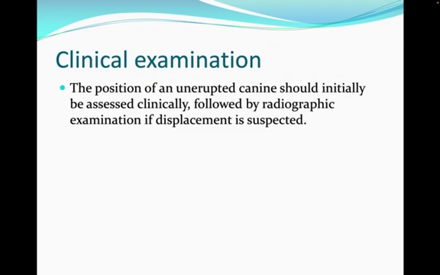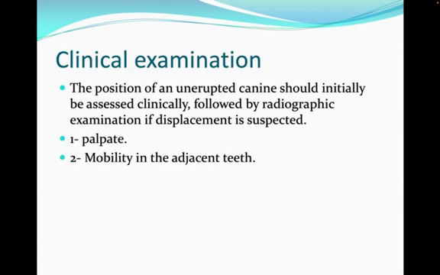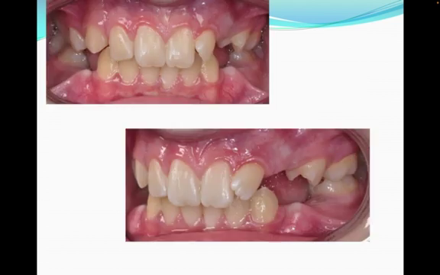Now, when the patient comes into the clinic, we need to examine the patient. The examination starts with examining the canine position by doing palpation. You look at the lateral incisors and see if there is any mobility, and if there are any color changes of the teeth nearby. If you find everything normal, or if they are suspicious, then we go to the radiographic examination. So as we said, first palpate, then check the mobility of the adjacent teeth, check the color of the adjacent teeth, and the angulation of the lateral incisor.